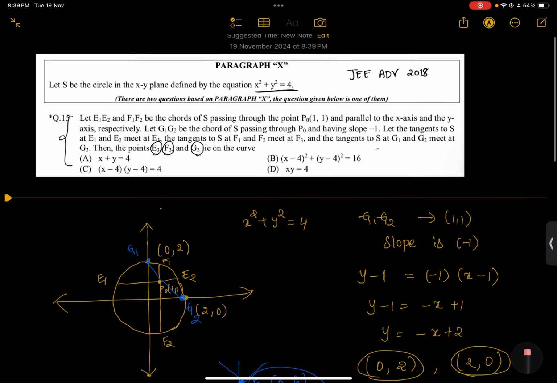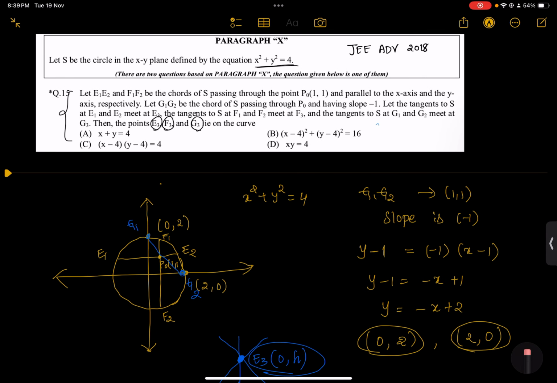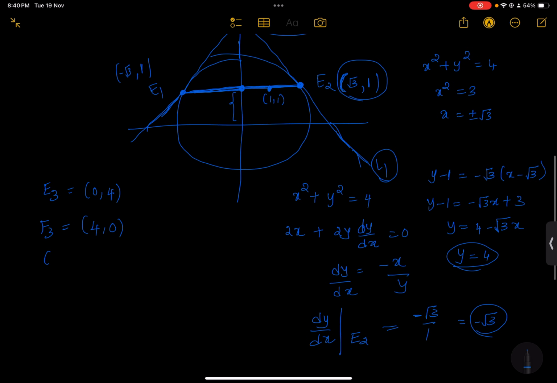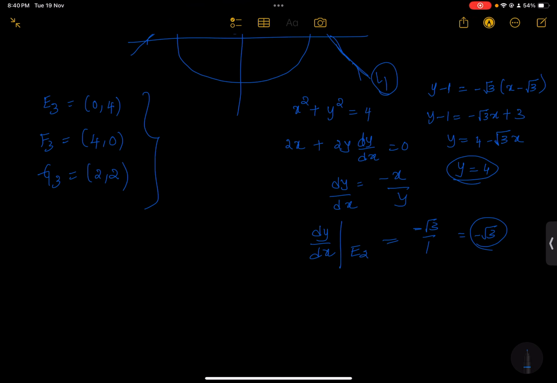Now let us move ahead. G1 and G2. The tangents to S at G1 and G2 meet at G3. So we have to draw a tangent to S at G1 that will be parallel to the x-axis, and the tangent to S at G2 that will be parallel to the y-axis. So clearly the x coordinate will be 2 and the y coordinate will be 2. G3 is 2 comma 2.